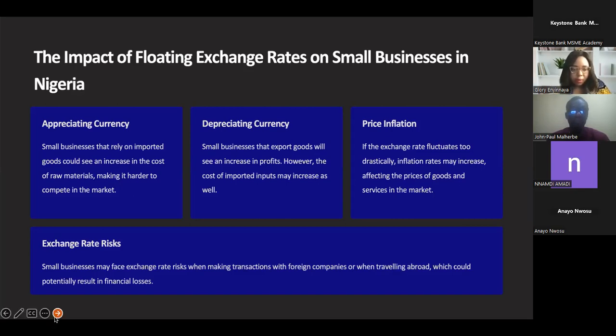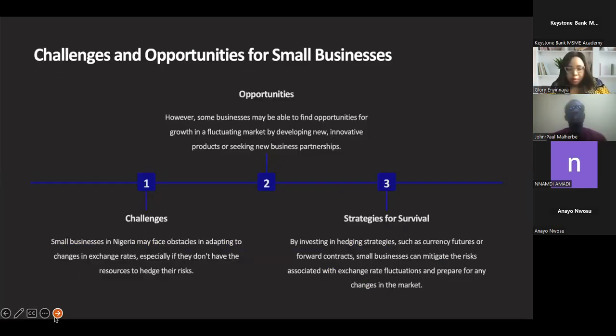Next slide, please. Now we come to the challenges and opportunities for small businesses. Yes, from what we've said so far, we would have already come to see that this whole floating rate scenario presents its own unique challenges, but there are also some opportunities, and we also have strategies.